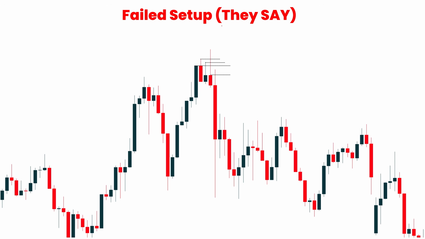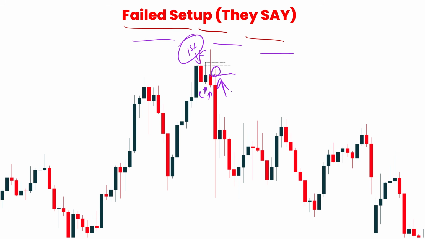People will say this is a failed setup, but in reality this is not a failed setup. We have the first rejection candlestick here. This one did not reject this candlestick, and then we have the second candlestick which rejected the first manipulation. So in this case we can look to enter the market short here on a retracement in the lower time frame. This is how easy you should understand it.